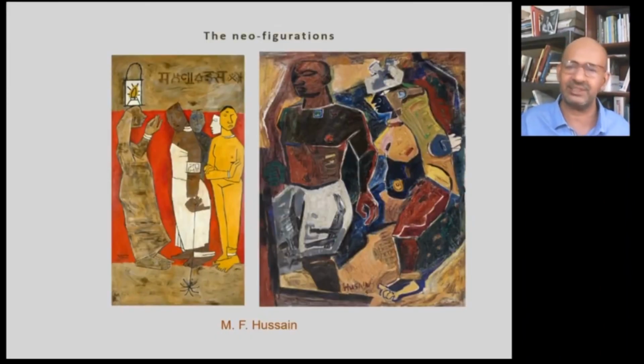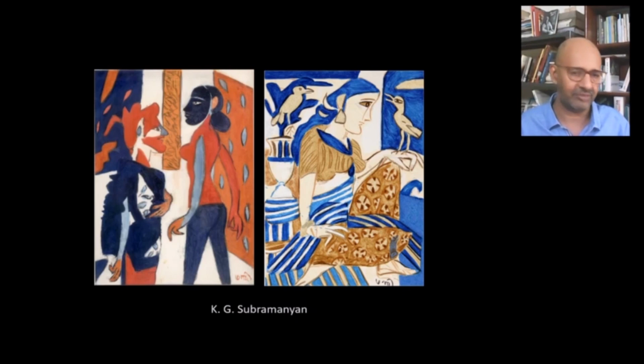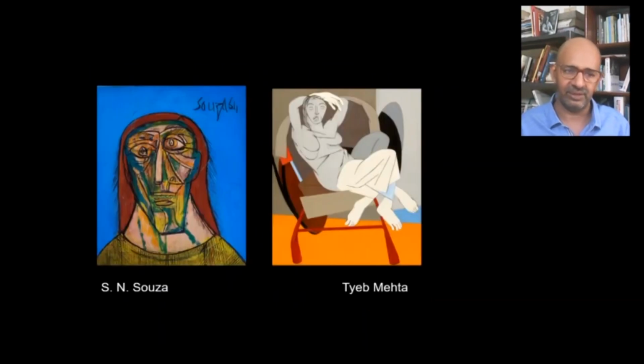So in these new figurations, there are many artists who played a very important role, of whom you have already seen works by M.F. Hussain. You have already seen a few works by K.G. Subramanian. You have seen Souza, Tyeb Mehta. I'm repeating these artists, though we have seen their works in previous lectures, only to recall the fact that this new figuration we are talking about has already started in the 1940s by these artists.